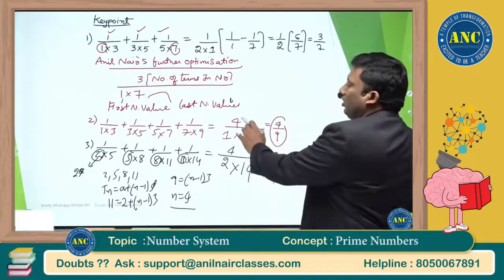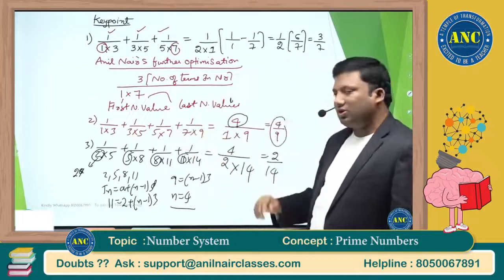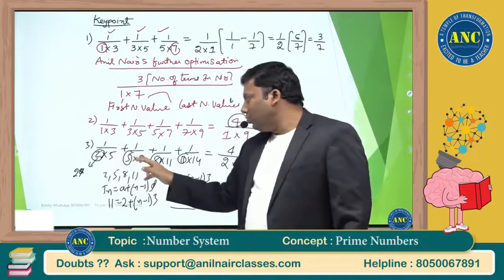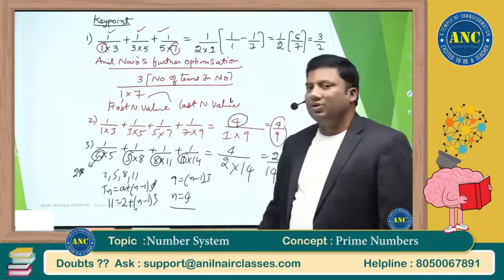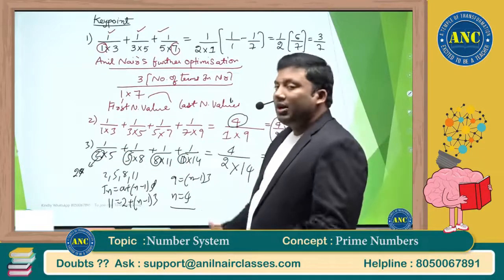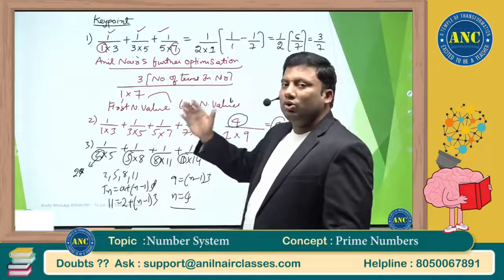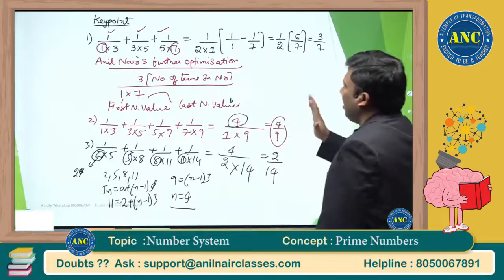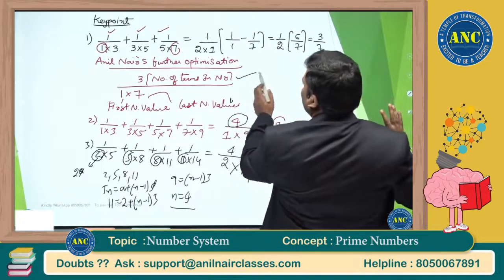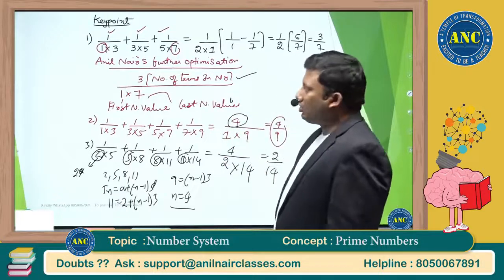1, 2, 3, 4. The number of terms in the numerator is 4. Write down the first numerical value, write down the last numerical value. 4 by. Suppose the number of numerical values increases from 2 to 3, some changes should be done. That we will see in the next class. I hope it is clear. Number of terms in the numerator divided by first numerical value into last numerical value.